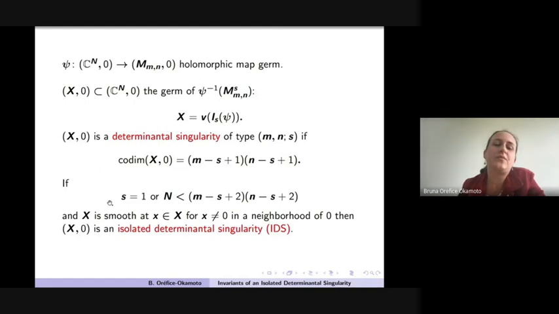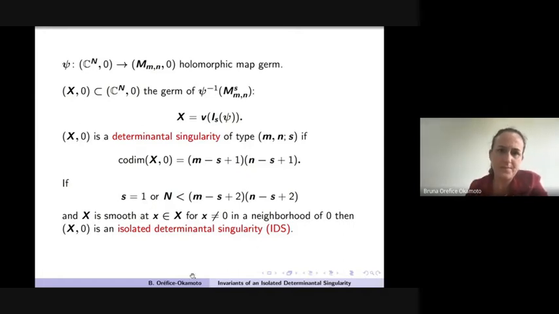Well, if I assume that s is equal to 1, or that the numbers I'm working with satisfy this inequality, and that the capital X is smooth at all small x in a neighborhood of 0, then I say that this X is an isolated determinantal singularity. This is what I call an IDS. It includes the case of hypersurfaces and also of ICIS, because when s is equal to 1 here, it is just an ICIS.